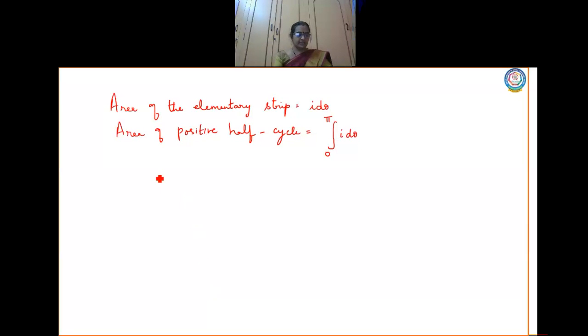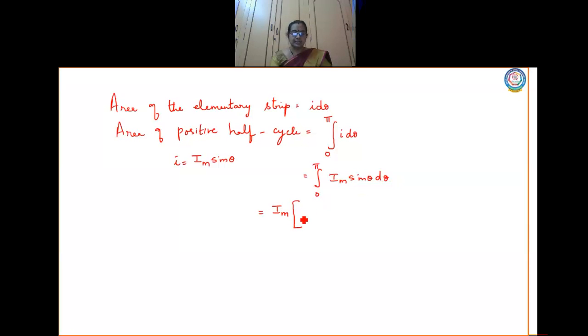Okay? Now what is the value of I? I know the value of I is equal to Im sine theta. Theta is nothing but omega t. So substitute I as Im sine theta. This equation will be the integral from 0 to pi of Im sine theta d theta. Now I am going to integrate. Take this Im out, Im is a constant. Now integrate sine theta d theta.